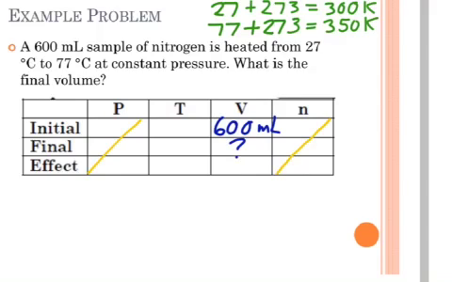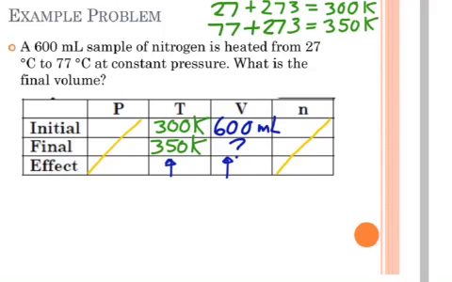In the problem it says it's heated from 27 degrees to 77. So 27 degrees Celsius or 300 Kelvin is the initial temperature. And 350 Kelvin is our final temperature. Again, we look at the relationships next. Our temperature went up, and as a result, we're expecting our volume to also go up. We found that was a direct relationship.